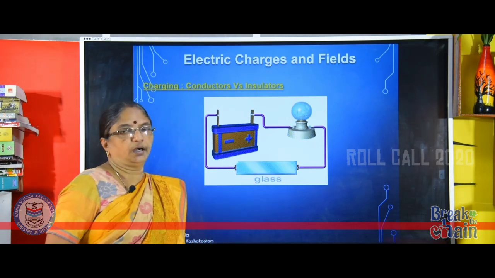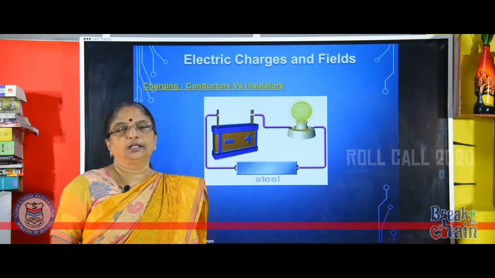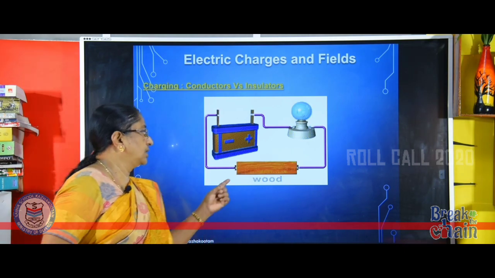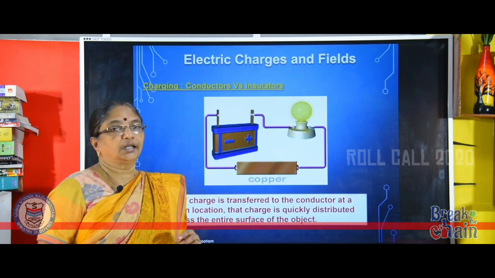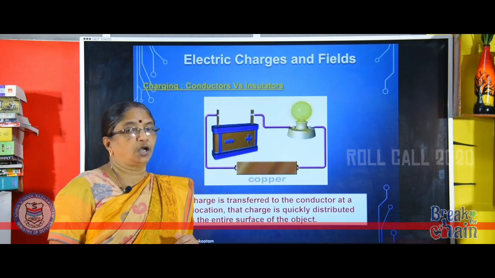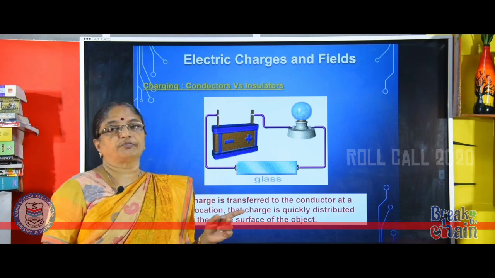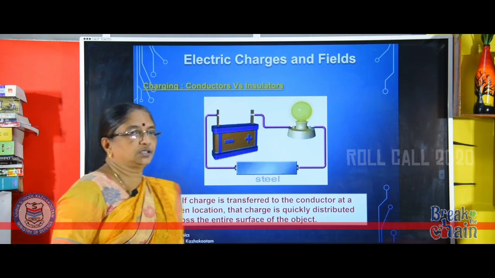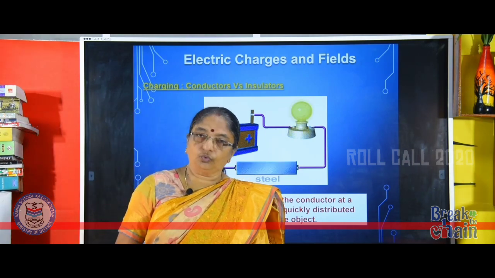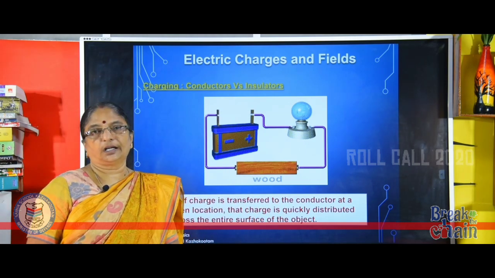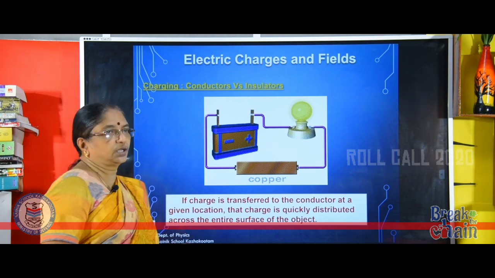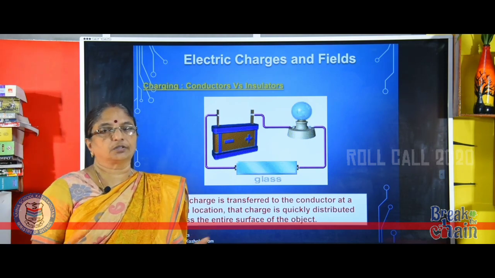When copper and steel are connected, the bulb is glowing, but when glass and wood are connected, the bulb is not glowing. Remember, both conductors and insulators can be charged, but in the case of a conductor, since the charges can easily move through the substance, if a portion of the conductor is charged, quickly the charge will be distributed all over the surface.